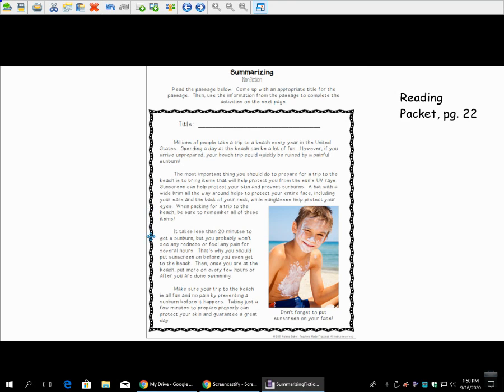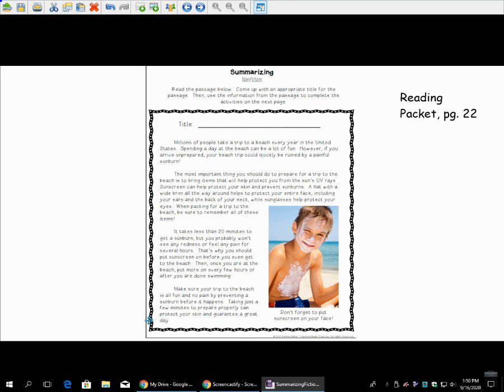It takes less than 20 minutes to get a sunburn, but you probably won't see the redness or feel any pain for several hours. That's why you should put sunscreen on before you even get to the beach. And once you're at the beach, put more on every few hours or after you are done swimming. Make sure your trip to the beach is all fun and no pain by preventing a sunburn before it happens. Taking just a few minutes to prepare properly can protect your skin and guarantee a great day.